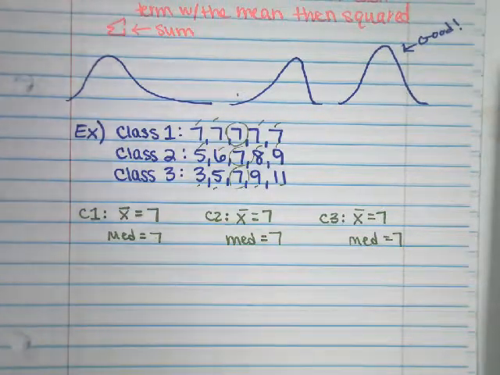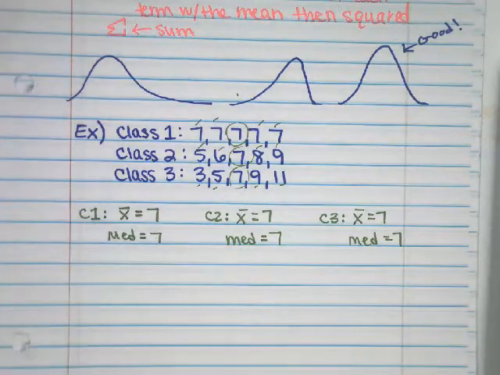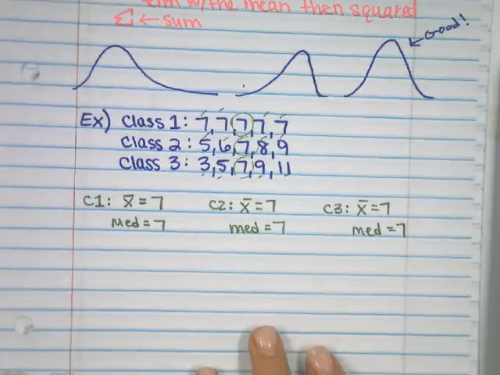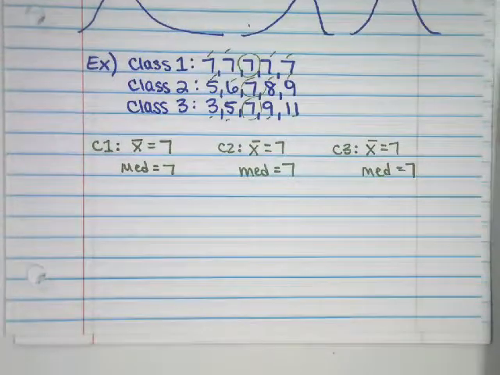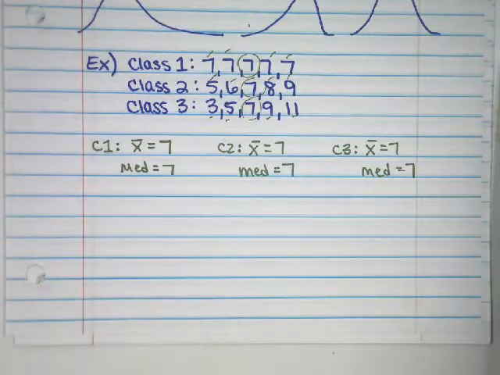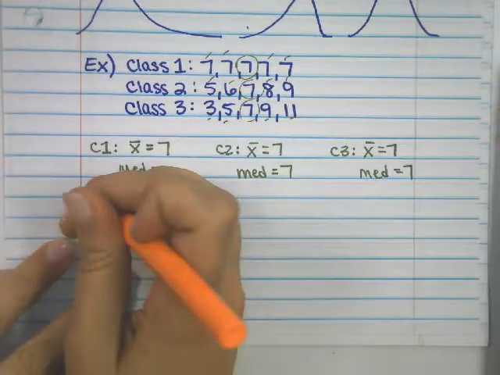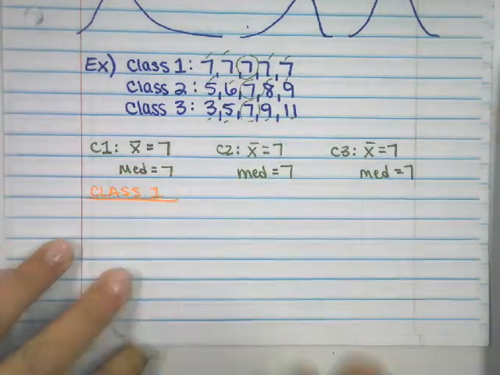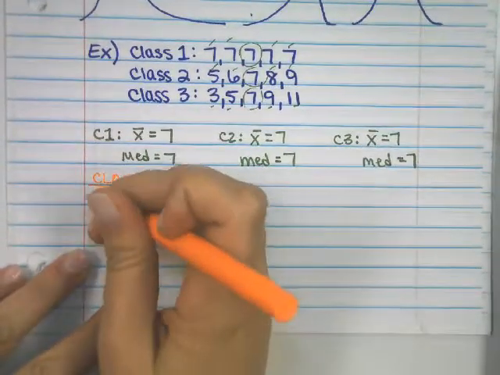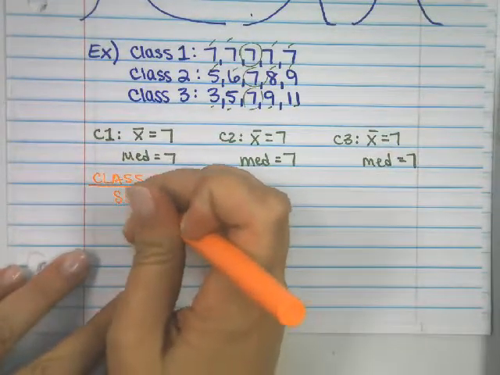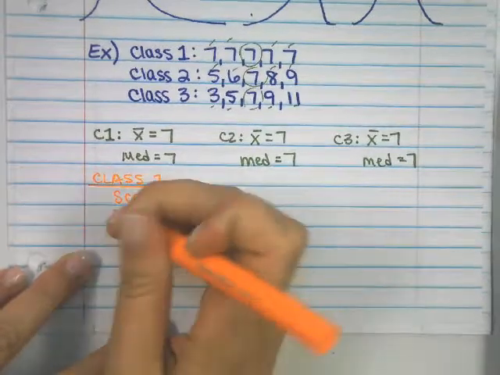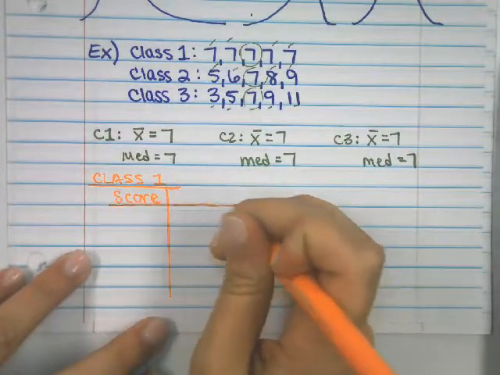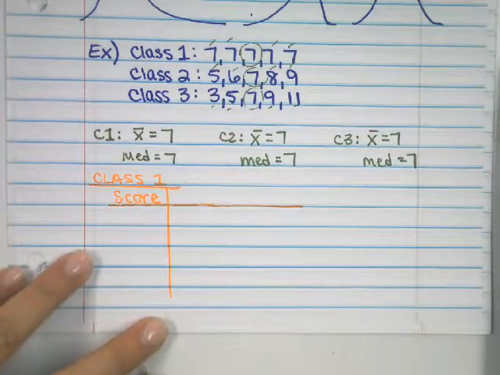So we're going to go through and find, by hand first, and then we'll go to the calculator, the standard deviation for each of these classes. We're going to start with class 1. I'm going to make a table. If you decide to do this on your IA, then you could show similar work.